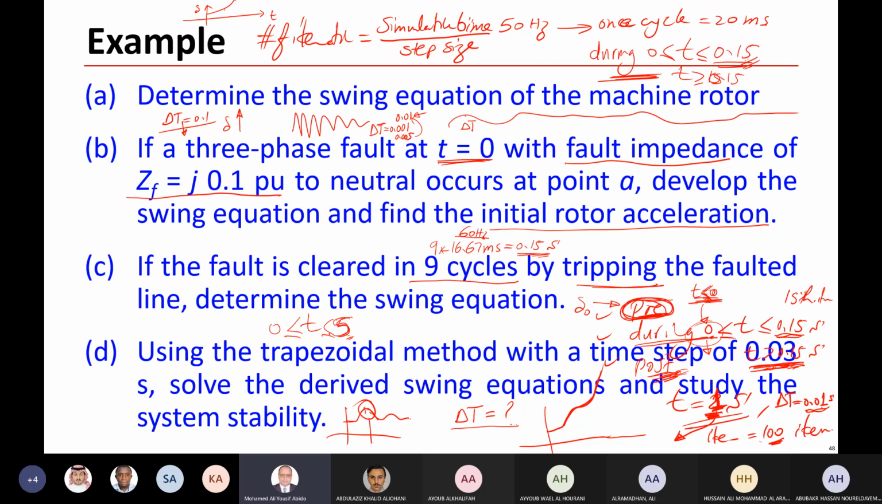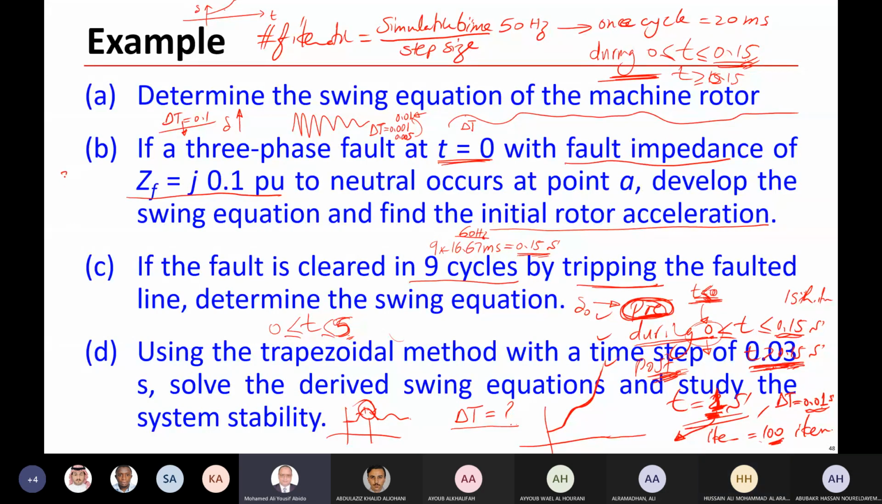Here you divide this period into during fault, post fault and so on. So you will see the changes here of delta. During these 5 seconds, you have a loop here, and you have a loop here for calculation.